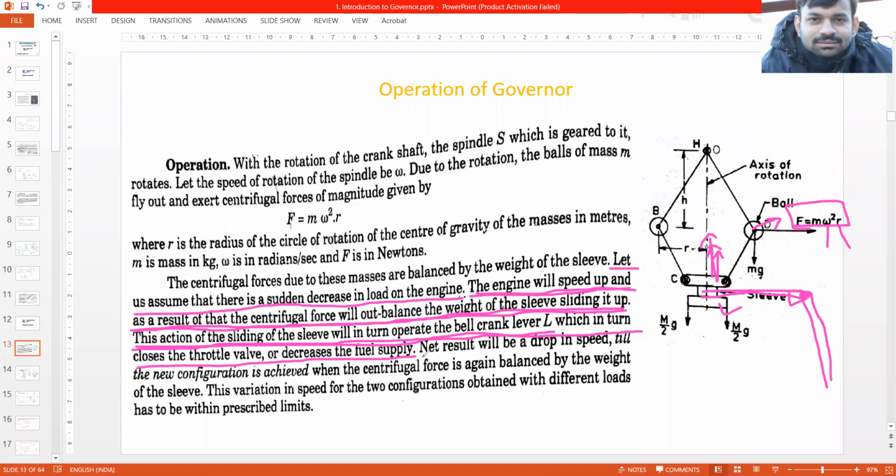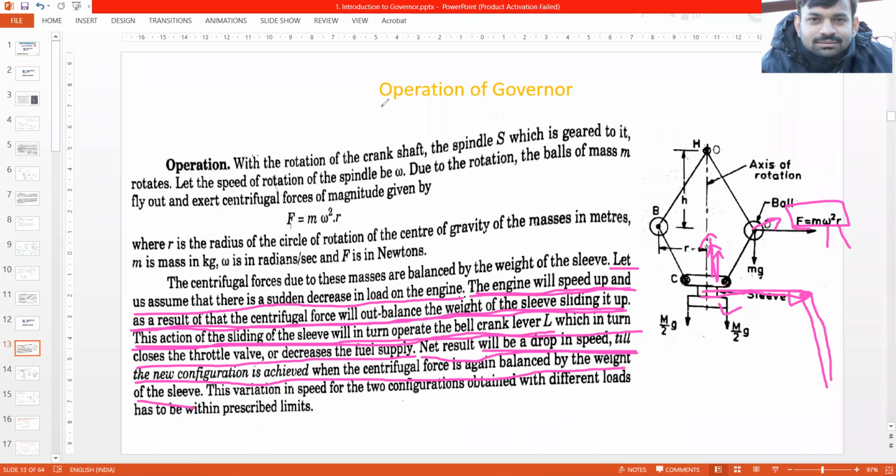Now the net result will be the drop in speed. Since the supply of fuel to the engine has decreased, the net result will be a drop in speed till the new configuration is achieved, when the centrifugal force is again balanced by the weight of the sleeve.